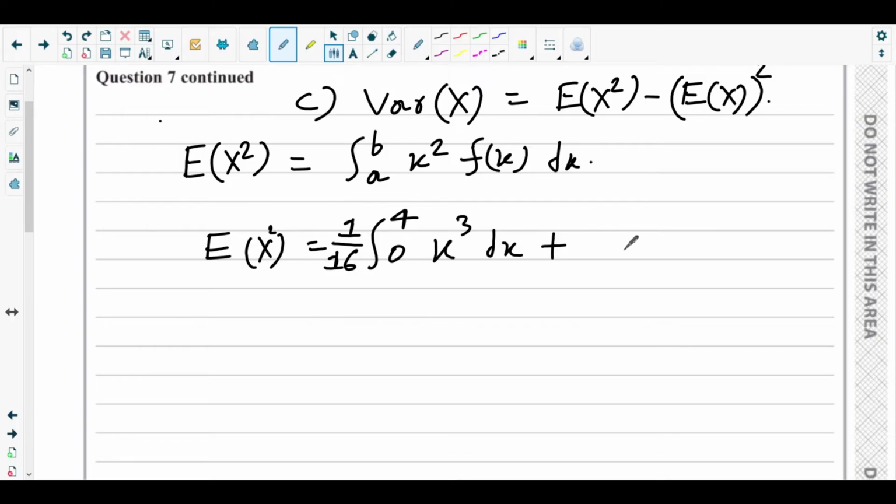That's it. Plus then integration. The next equation is from 4 to 8, right? bx plus c. b is negative 1 over 16, but we need to multiply by x squared. Don't forget it. So x times x squared makes it x cube. So bx plus c, plus half of x squared, dx. That's it.